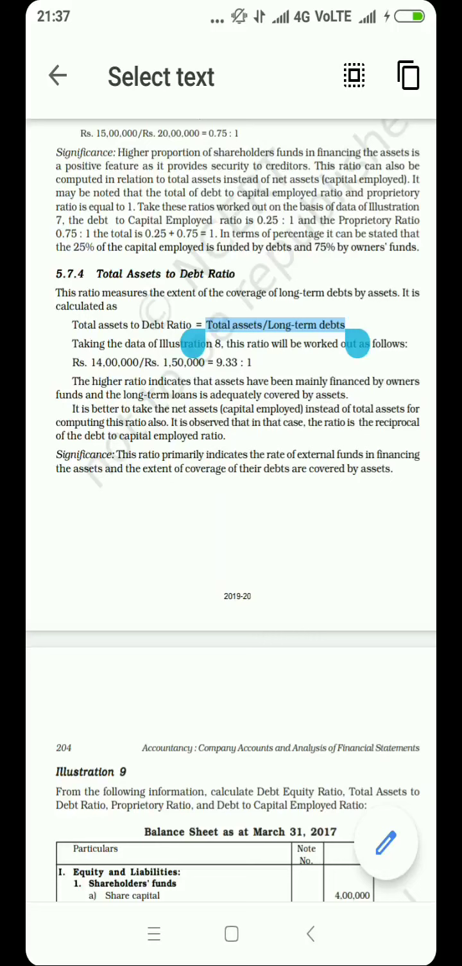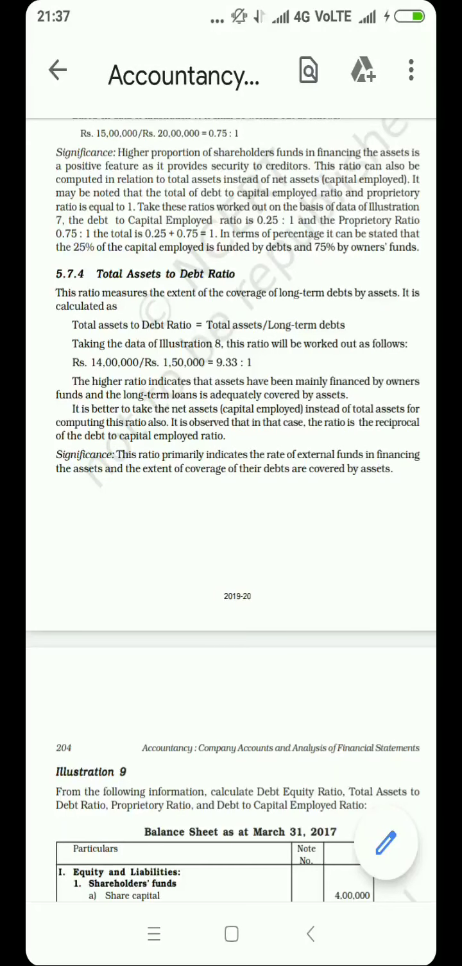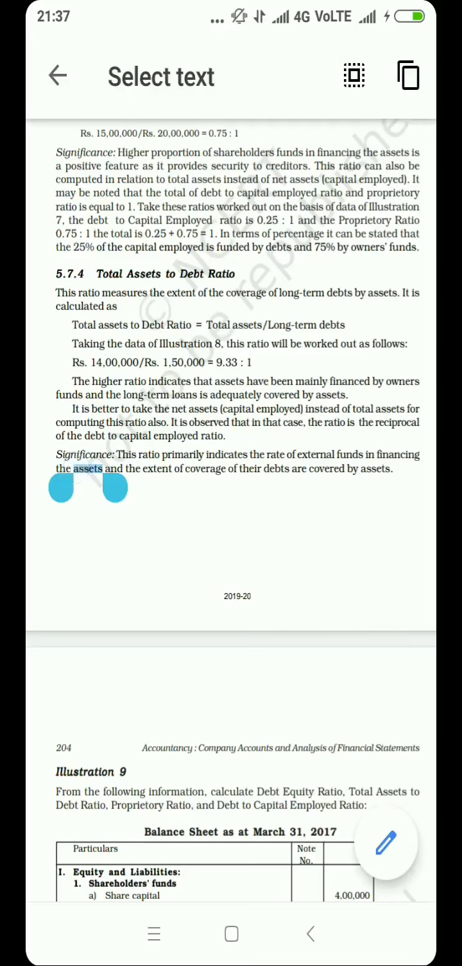Significance, I have already told you, a high ratio signifies the company has sufficient fund to repay its liabilities. Now you may ask, madam, why significance is required? We will learn the formula by heart. Children, sometimes they will ask you to calculate the formula and then they will ask you to comment on the position of the firm. So you have to comment whether the firm is in a good position or not.